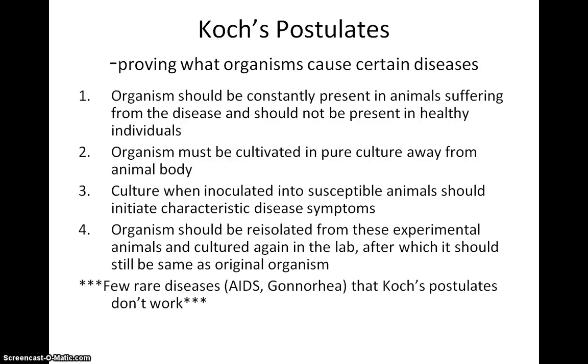Then you isolate that organism from a sick individual and you grow it in a pure culture in a lab. Then you introduce that microorganism into a healthy, susceptible individual so that the disease is caused. And then the fourth thing is to re-isolate it and show that you still have the same organism. So pretty much everything follows Koch's postulates, but there's a few rare diseases that don't, like AIDS and gonorrhea, and this typically has to do with the inability to culture them very well outside of the organism, or for them to not be able to live outside of the organism.